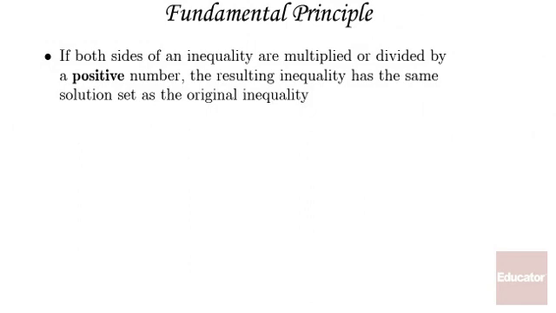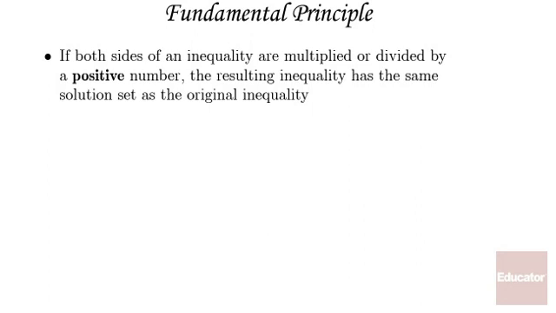The underlying principle is that with an inequality, if both sides of an inequality are multiplied or divided by a positive number, the resulting inequality has the same solution set as the original inequality. Notice this mentions only positive numbers. When we were working with equations, we said you can multiply or divide both sides by a positive or negative number, and the equation would still be true. Here, for inequalities, it's different. So we're going to handle negative numbers separately. What I'm saying right now applies only to multiplication and division with positive numbers.